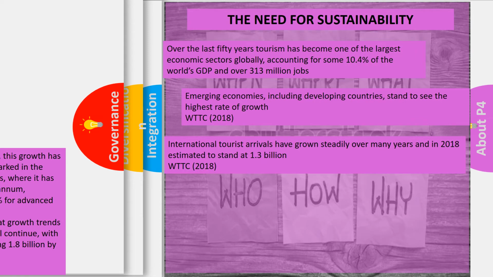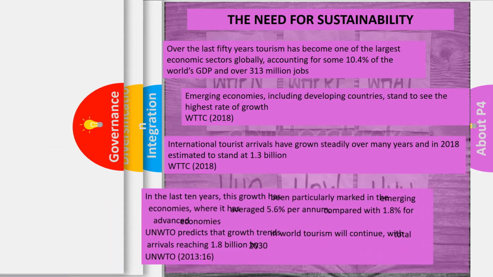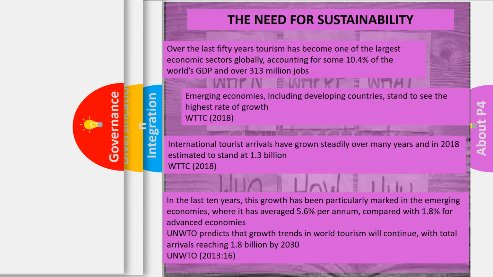Again, international tourist arrivals have grown steadily over the many years. In 2018, estimated to stand at 1.3 billion, according to the WTTC 2018. Over the last 10 years, the growth has been particularly marked in the emerging economies, where it has averaged 5.6% per annum compared to 1.8% for advanced economies. The UNWTO predicts that growth trends in world tourism will continue, with total arrivals reaching 1.8 billion in 2030.